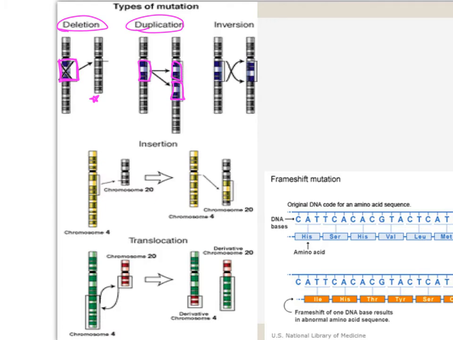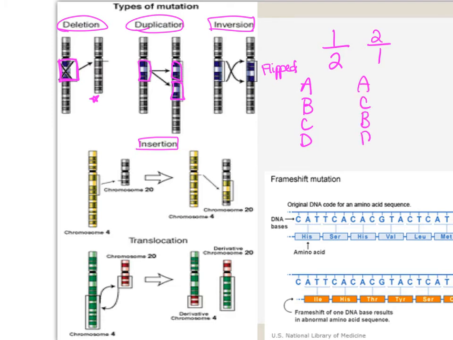Then you have insertion. Insertion's still pretty simple, where you insert a new piece of DNA. Inversion, sometimes people struggle with. With inversion, they are flipped. Like in math, when you take the reciprocal of something, if your fraction is 1/2, to take the inverse, it would be 2/1. So you would flip it. The same thing is going to happen. If the DNA is A, B, C, D, then it would be A, C, B, D. That would be an inversion. You would flip the B and the C.